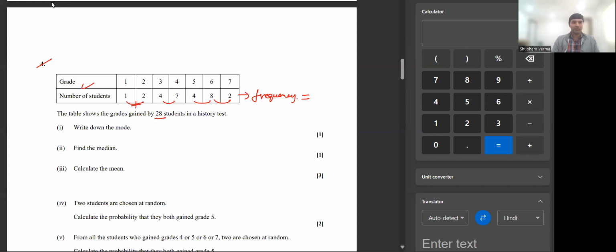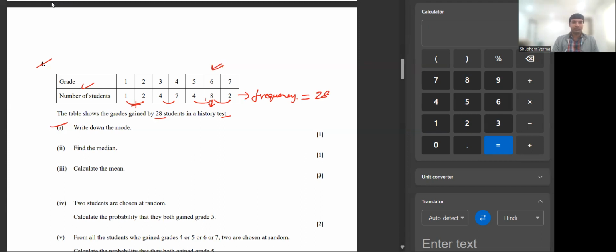So the table shows the grades gained by 28 students in a history test. All right. So the sum of the frequency is 28, we know. Write down the mode. Mode is what? The most occurring data entity. Right. So which frequency is the maximum? 8. Right. So they have asked to write down the mode. So you don't have to write 8. Okay. Grades we have to write.